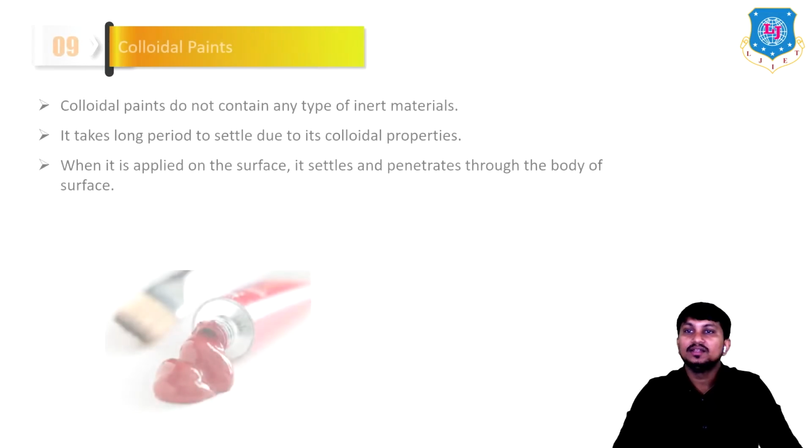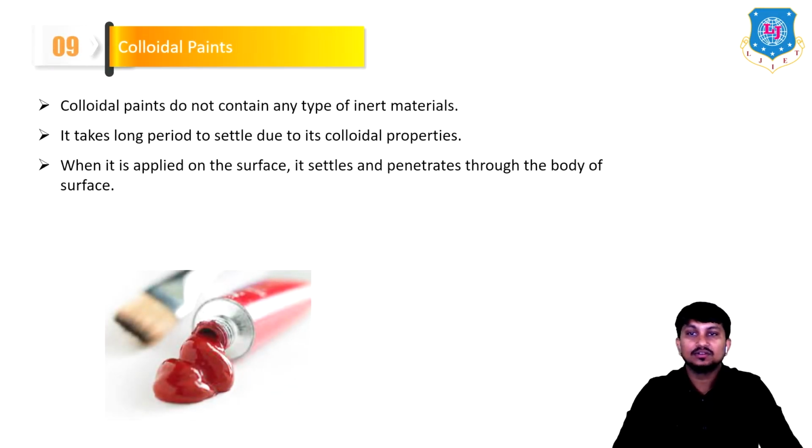Next is colloidal paints. These colloidal paints do not contain any type of inert material. It takes a long period to settle due to colloidal properties. When it is applied on surfaces, it settles and penetrates through the body of the surfaces. This is how colloidal paint looks like.